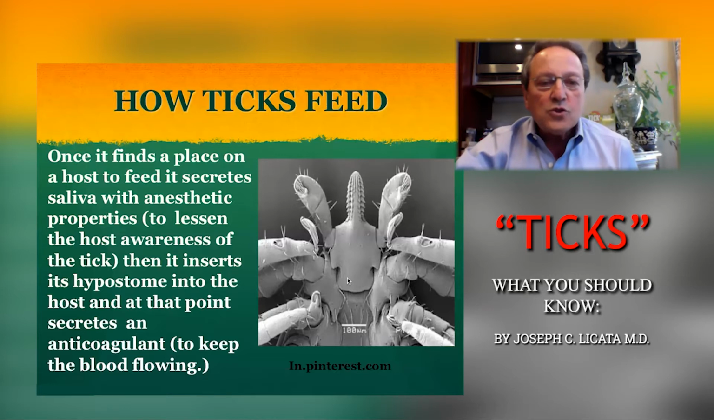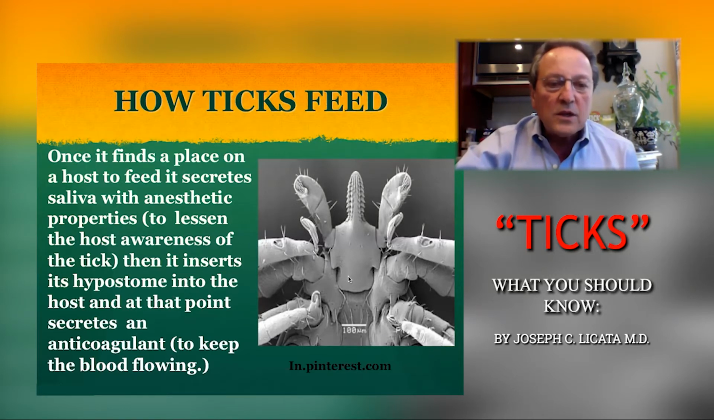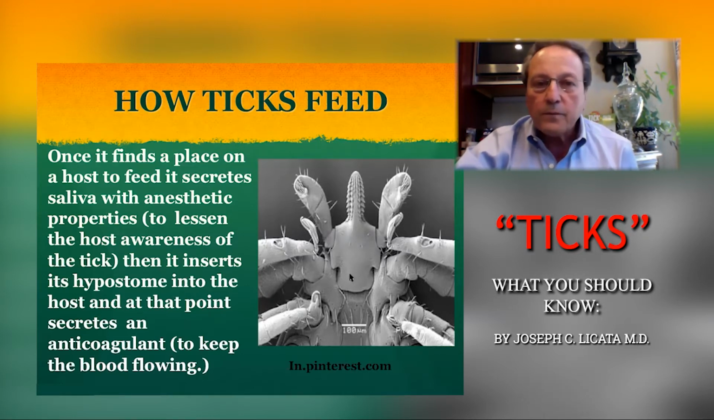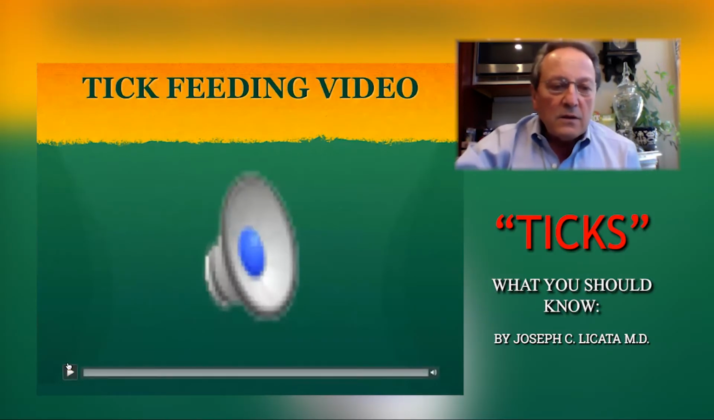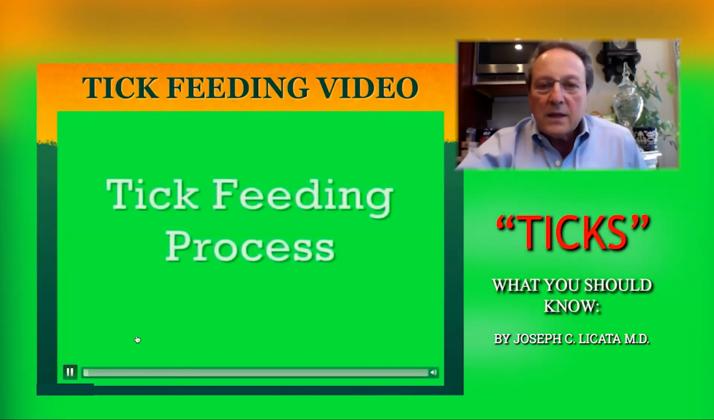And then it inserts its hypostome into the host, and at that point secretes an anticoagulant to keep the blood flowing. This is the hypostome. In addition, once the barbed mouthpiece is inserted, a cement-like substance is also secreted around the mouthpiece to further keep the tick attached. There's a video here that shows exactly what they do.